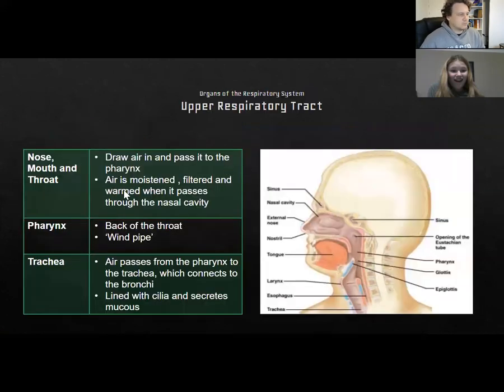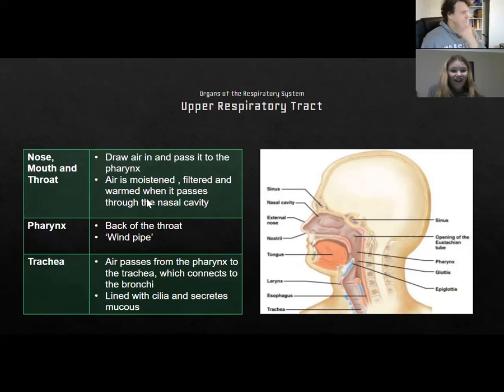So there's a type of asthma where if a person breathes in air that is too cold, they will have an allergic reaction. And that's because the air in the lungs needs to be a certain temperature. So in your nose, mouth, and throat, the air is moistened, filtered, and warmed as it passes through.